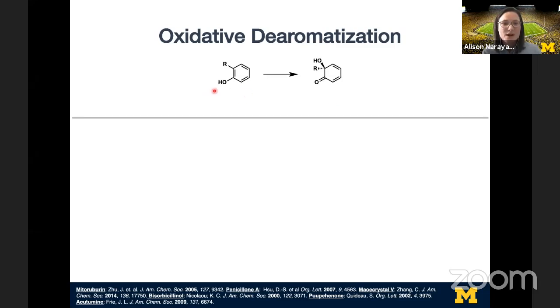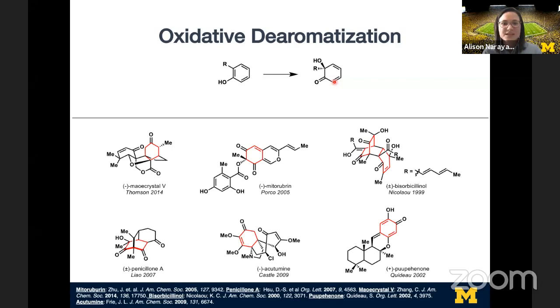Also thinking about fairly readily available starting materials, phenolic substrates that you might be able to buy or easily access in the lab can be transformed into building blocks where we've installed the stereocenter and also generated a reactive dienone intermediate that can be primed for further chemistry. So this is a transformation that has been implicated in the biosynthesis of a number of different natural products.